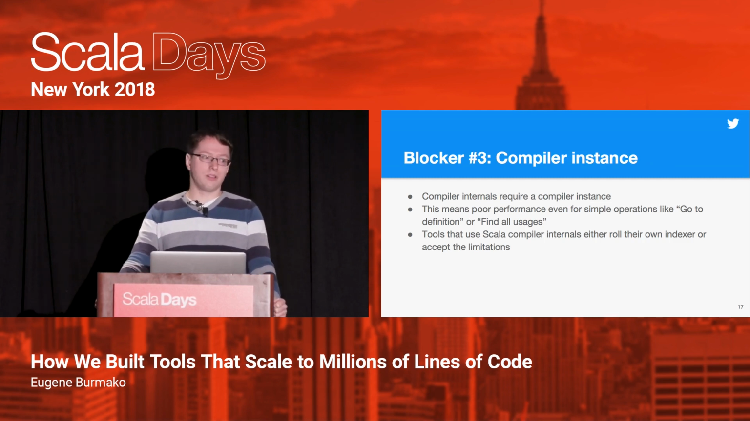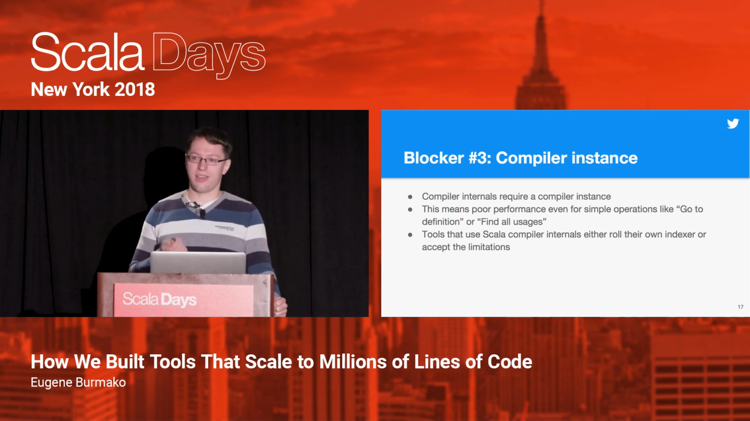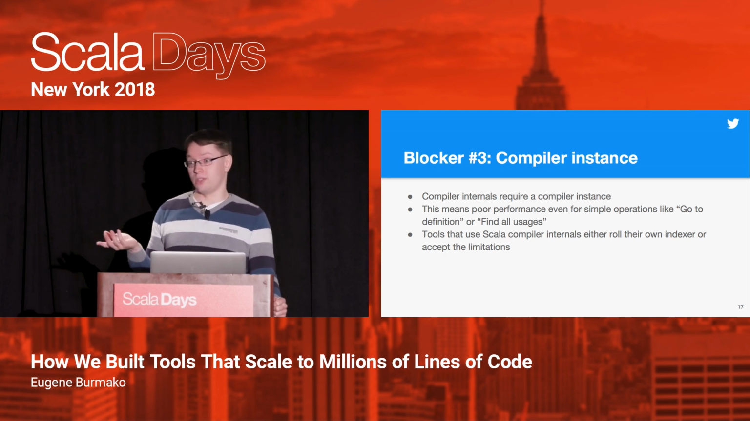So the thing is that compiler internals require a compiler instance. Well, duh, right? But the thing is, the compiler has been optimized over more than a decade, or I would say overtrained towards the batch compilation use case. So speaking of batch compilation, how does this work, right?